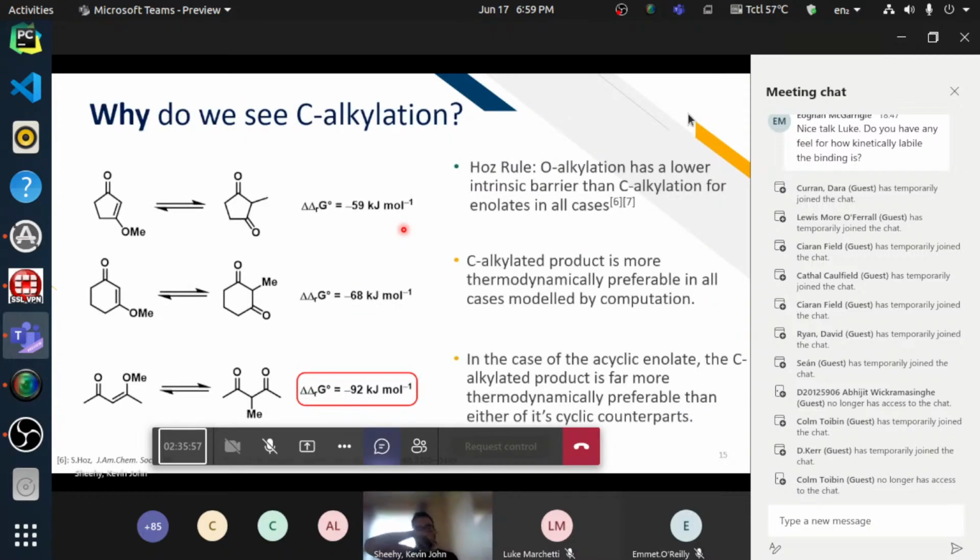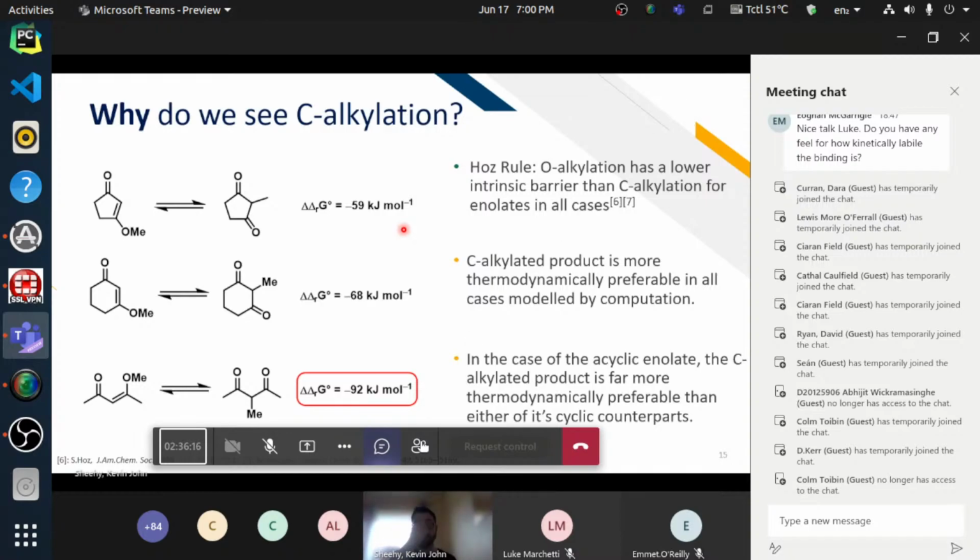So, stopping with the results for a second. Everybody knows the reactions I'm showing you do one thing, but if you ask somebody to do a reaction with an enolate and methyl iodide in the lab, you would get C-alkylated products. So why is that the case? Why are these reactions I'm showing you doing something different?